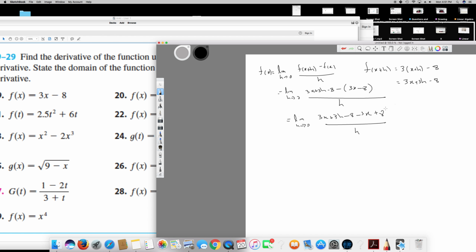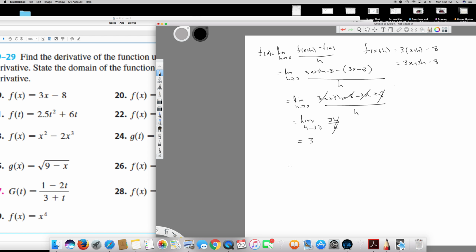So 8 cancels, 3x cancels. The one we are left with is the limit as h approaches 0 of 3h over h, and h cancels. Therefore the final answer is 3. So 3 is the derivative for this question. Let's do the second question.